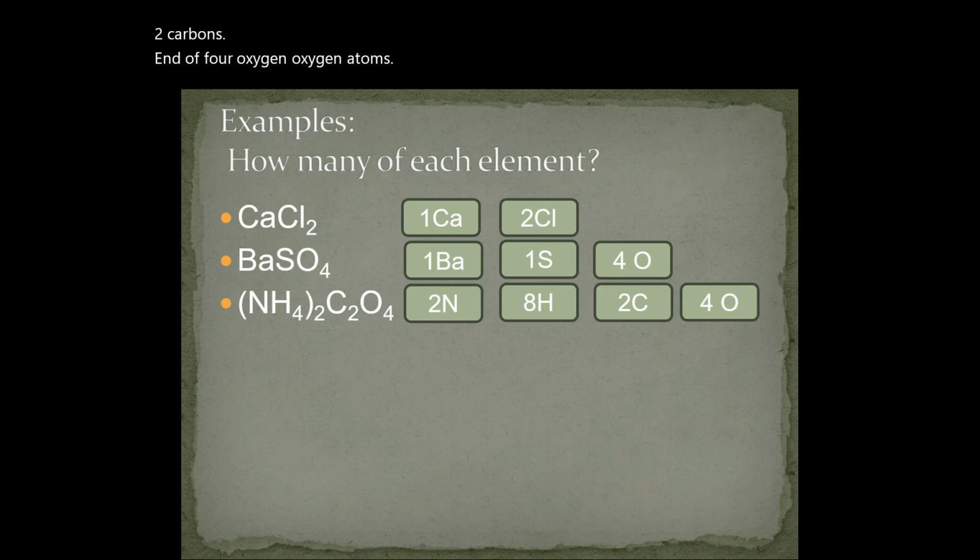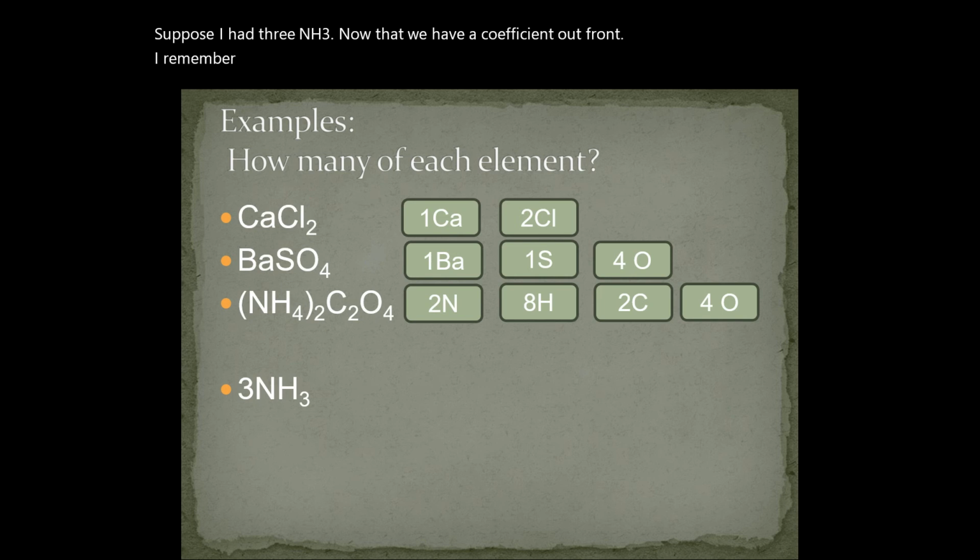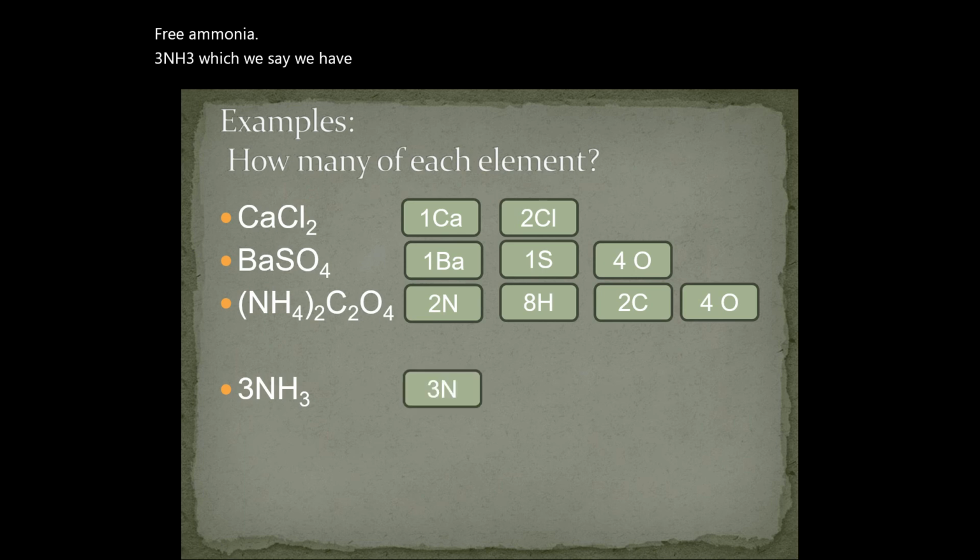Now let's use our coefficients. Suppose I had 3 NH3. Now let me have the coefficient out front. Remember that 3 out front multiplies through everything to the right of that coefficient. So that means we have 3 ammonia, 3 NH3s, which would say we have 3 nitrogens, and we have a total of 9 hydrogens.